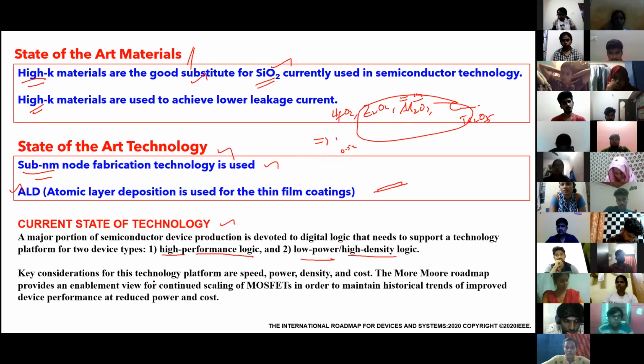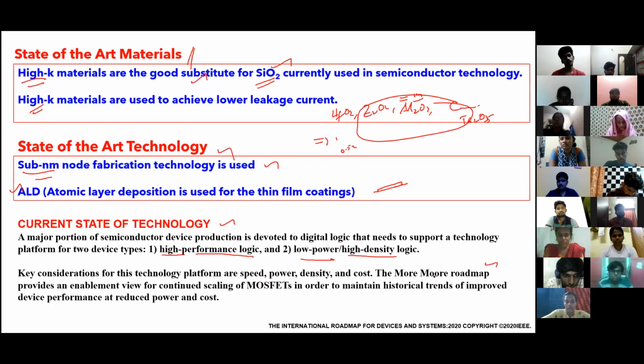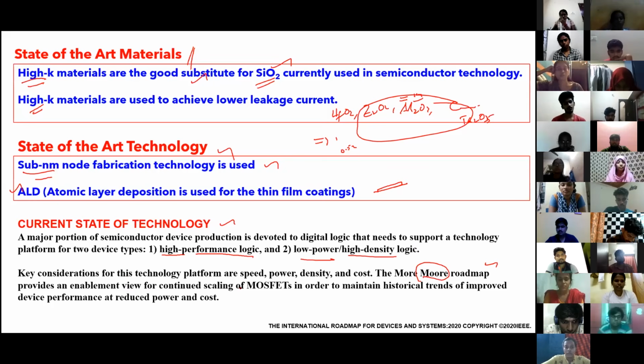Key considerations for this technology platform are speed, power, density, and cost. The Moore roadmap, which is the ITRS roadmap, named after Moore, who was a scientist who made that, provides an enablement view for continued scaling of MOSFETs in order to maintain historical trends of improved device performance at reduced cost. This is what you're going to look for. High performance devices are low cost but with high power. That is the key technology people are looking for.